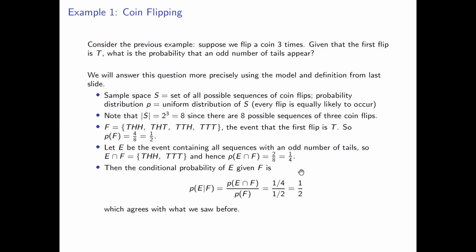Right, and then if we just use the definition from before, we get that the conditional probability of E given F is the probability of E intersect F, which is 1/4, divided by the probability of F, which is 1/2. And if you calculate that, you get 1/2, which is what we saw before. Right, so this formal definition matches up with the more intuitive example from before.